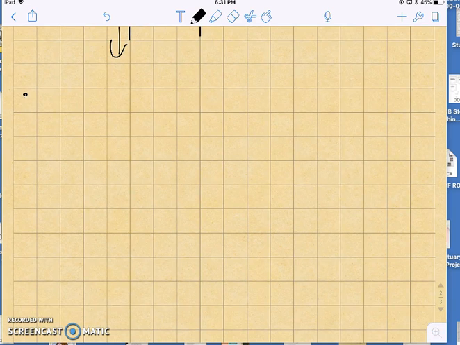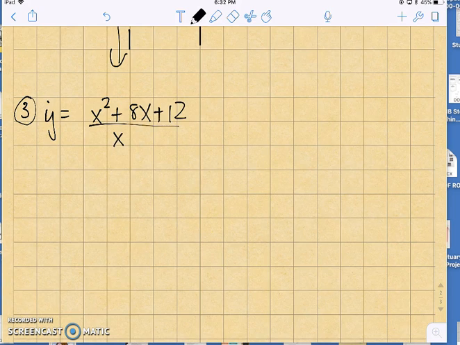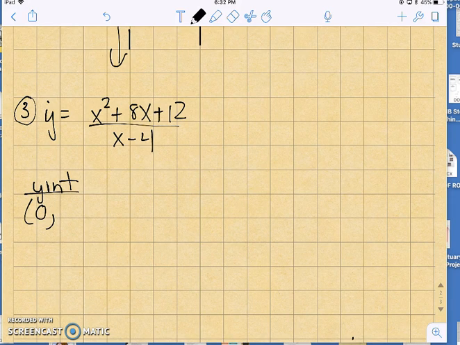And the last one we're going to look at, y equals x squared plus 8x plus 12 over x minus 4. So if we find the y-intercept first, so when x is 0, let's see, 0 squared, 8 times 0, so we have a 12 on top. 0 minus 4, negative 4, divide that out, so that's really just negative 3.